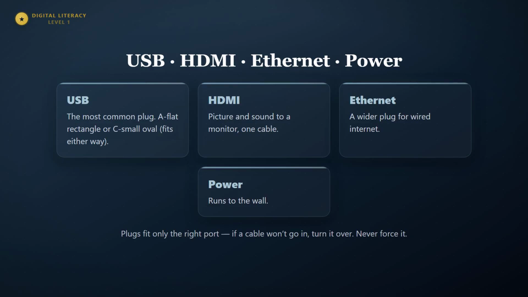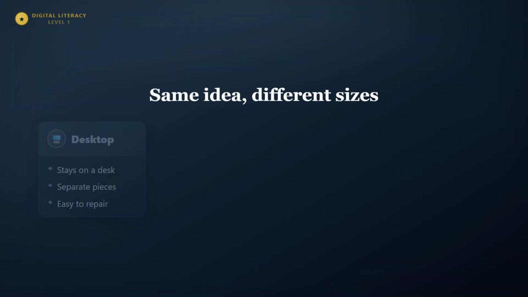HDMI carries picture and sound to a monitor with one cable. Ethernet is a wider plug, like a fat phone jack for wired internet, and the power connector runs to the wall. Here's the good news. Plugs are shaped to fit only the right port. So if a cable won't go in, turn it over or try another port. Never force it.